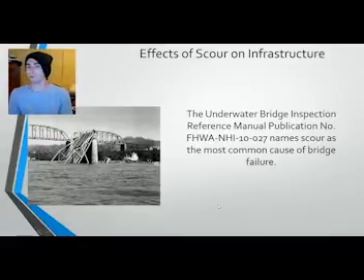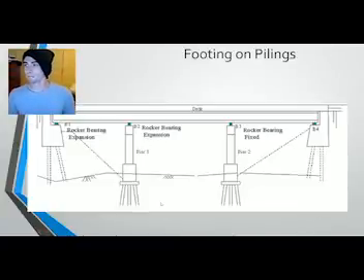The Underwater Bridge Inspection Reference Manual names scour as the most common cause of bridge failure. In order to explain why, we will briefly examine the most common type of substructure, which is the footing on top of pilings. You can see here, the bridge is set on top of these footings, which help spread out the force of the bridge on the channel bottom.